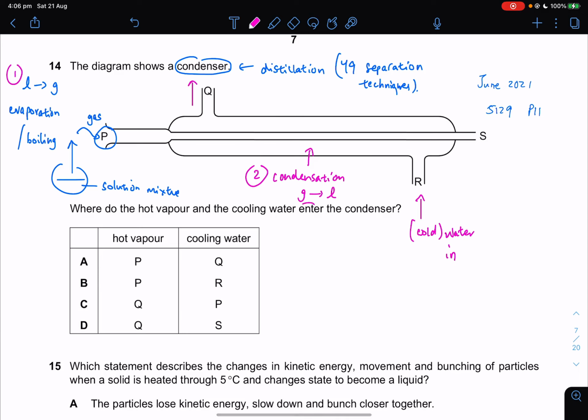So they say about this term enter. Enter means go in or come in. So the water comes in at position R, and obviously the hot vapor comes in at position P. That's the easy bit. Answer is B there.